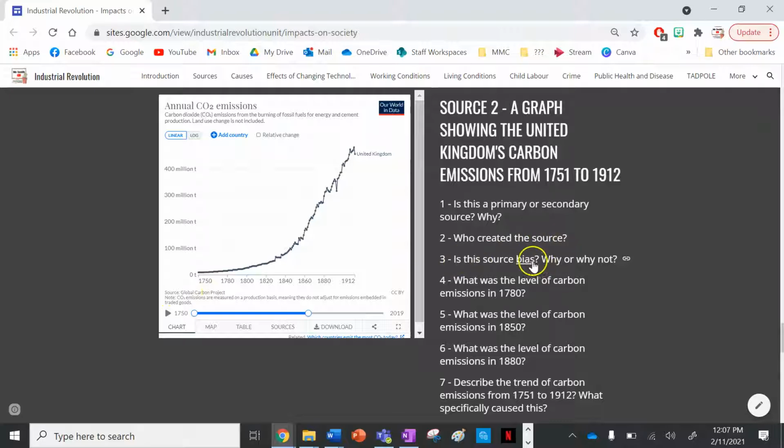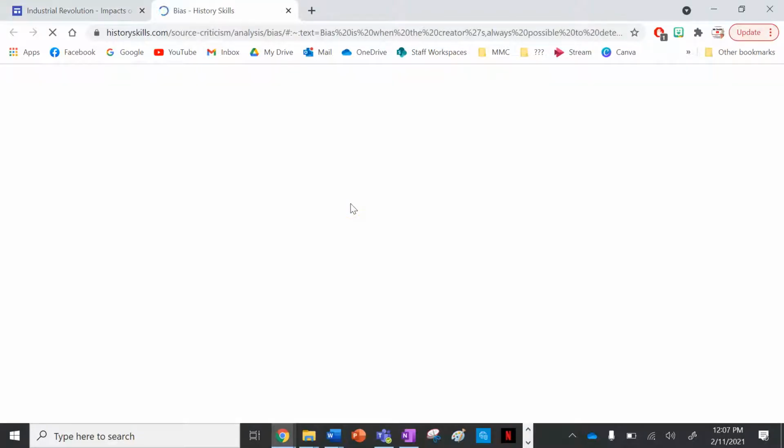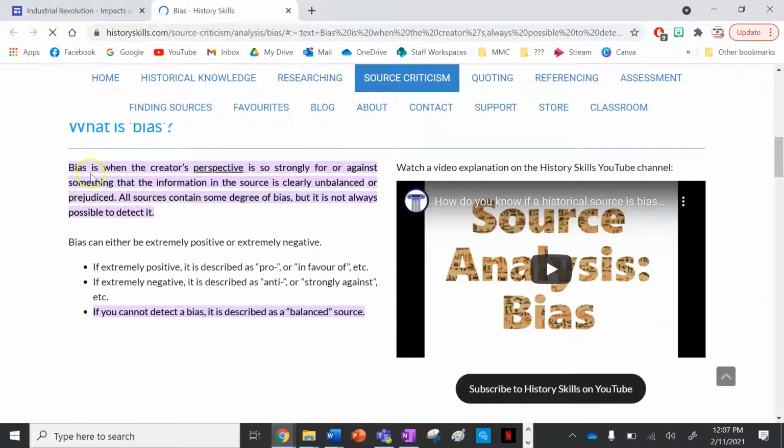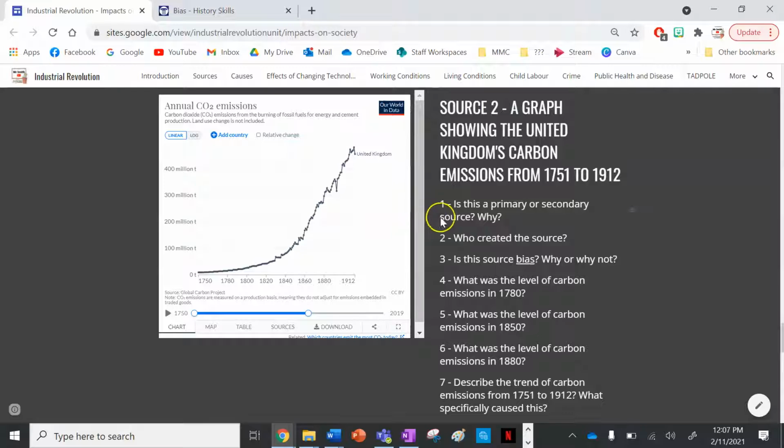Now, is this source biased? Why not? If you want to know what bias is, you can click on this link there for you and read what's in the purple here. Bias is when the creator's perspective is so strongly for or against something that the information in the source is clearly unbalanced or prejudiced. All sources contain some degree of bias, but it's not always possible to detect. If you cannot detect bias, it's described as a balanced source. So this one is a balanced source.